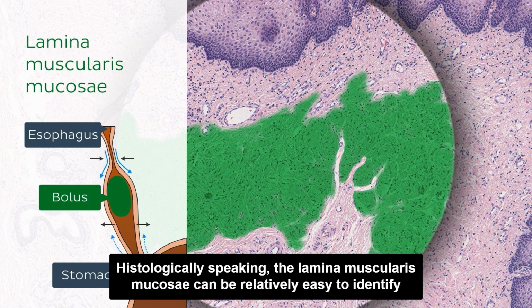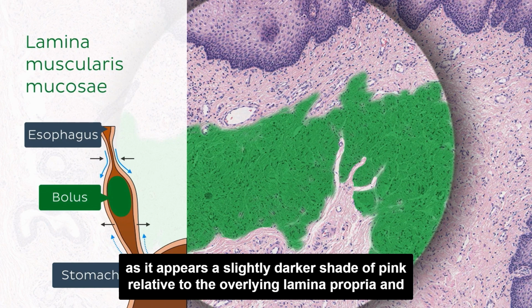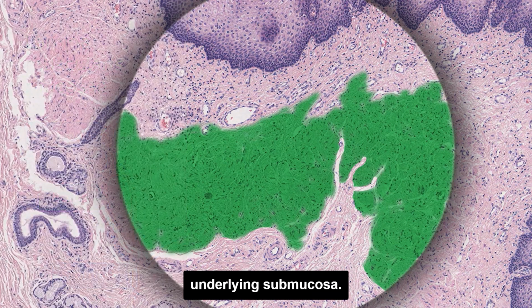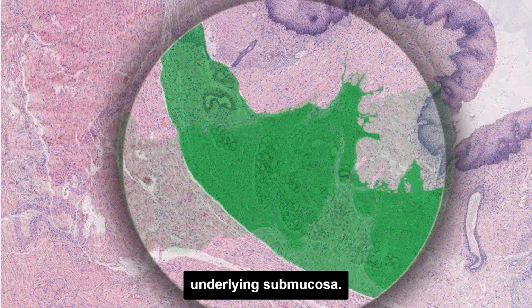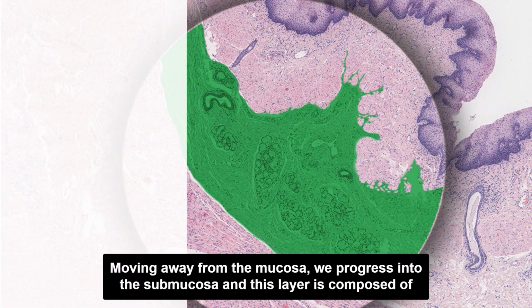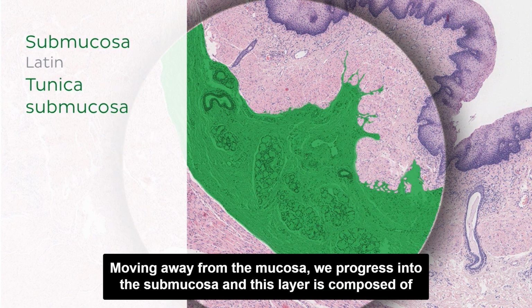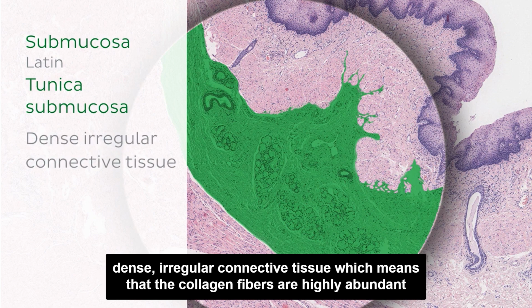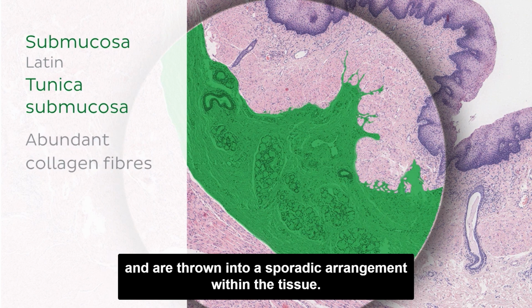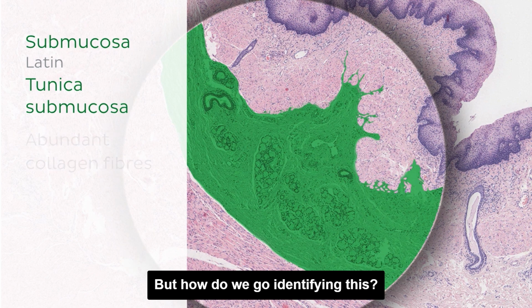Histologically speaking, the lamina muscularis mucosae can be relatively easy to identify as it appears a slightly darker shade of pink relative to the overlying lamina propria and underlying submucosa. Moving away from the mucosa, we progress into the submucosa, and this layer is composed of dense irregular connective tissue, which means that the collagen fibers are highly abundant and are thrown into a sporadic arrangement within the tissue. But how do we go about identifying this?